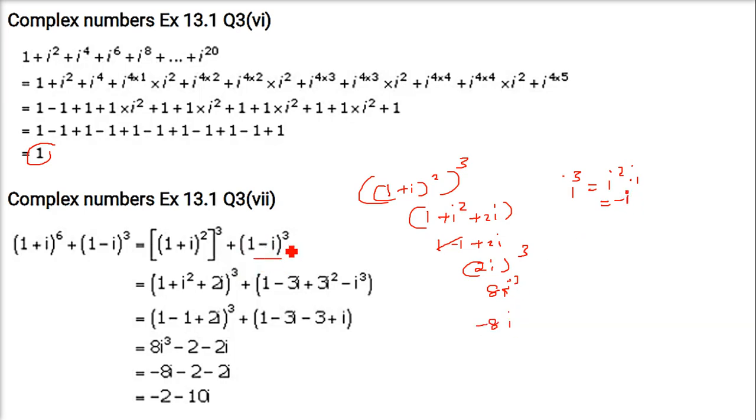Now you have to use the formula of a minus b whole cube. So this is the formula, and you get minus 2 minus 2i. So minus 2i, and just solve it. You get minus 2 minus 10i. This gets minus 10i, this is minus 2. So this is the final answer.